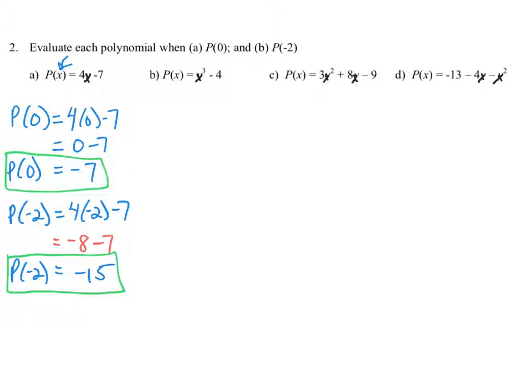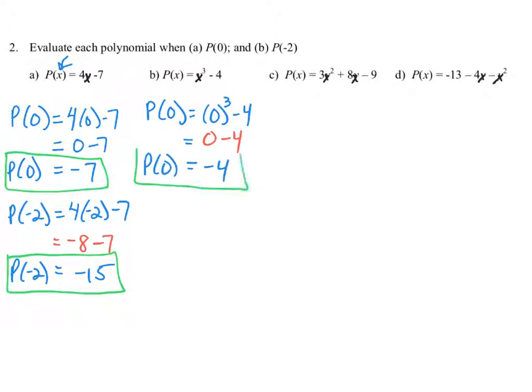Let's continue with example B. Here our polynomial is x to the third minus 4. So p of 0 is going to be found by replacing the x with 0. 0 to the third minus 4, which is 0 minus 4. So we get p of 0 is negative 4. So when you enter 0 into the input, the x value, what you get out is negative 4.